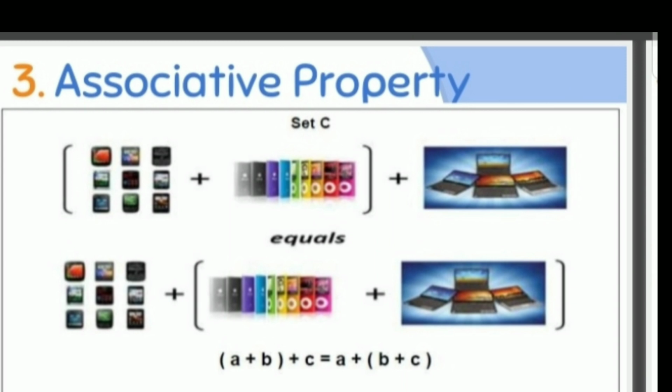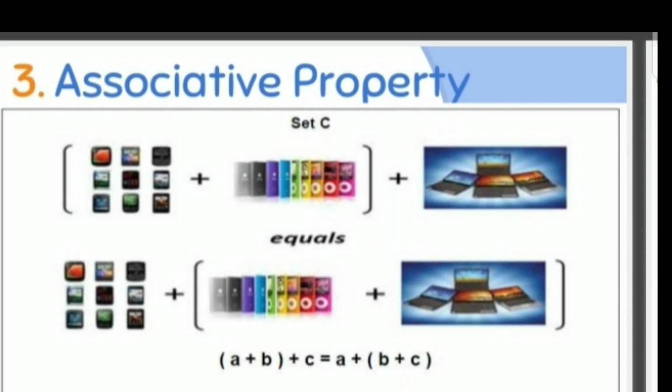See, first two members we are adding: cell phones plus iPods, we are adding, plus laptops we are adding separately. Otherwise, we are adding iPods plus laptops, and adding to cell phones here. So both are the same. Associative means (a plus b) plus c, otherwise a plus (b plus c). Very important, remember. So we'll see the examples in associative.